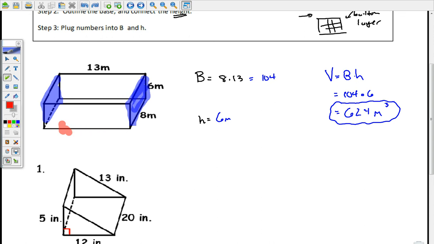That didn't work out too well. The height would be the distance between the two bases. So here the height would be 13 if we changed it around. You'll still get the same answer both ways.